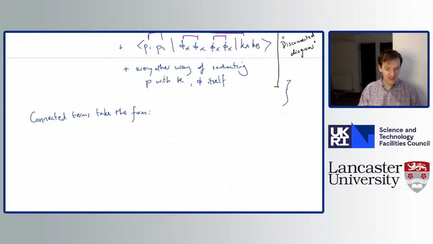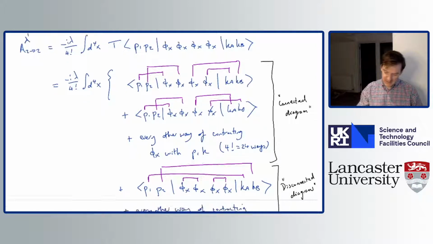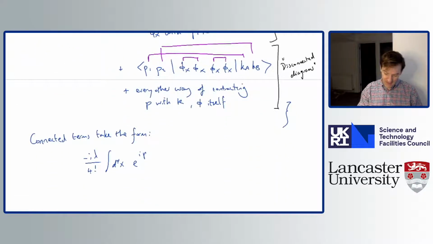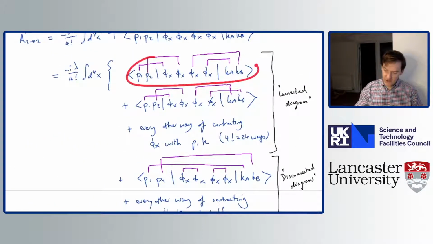What we're going to have, minus i lambda over 4 factorial d4x. This was the term that just came along. And then from every contraction piece, we're going to pick up an exponential. We'll get an e to the ip1.x and e to the ip2.x minus ka.x. That's what we would get from this first way of doing the contractions.